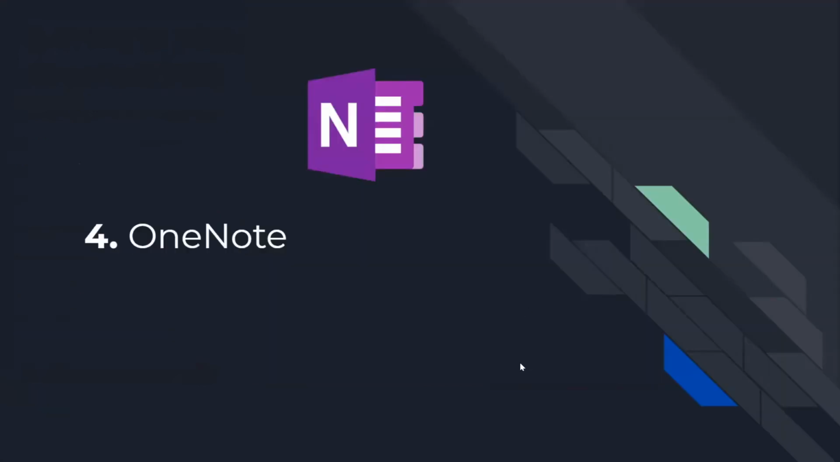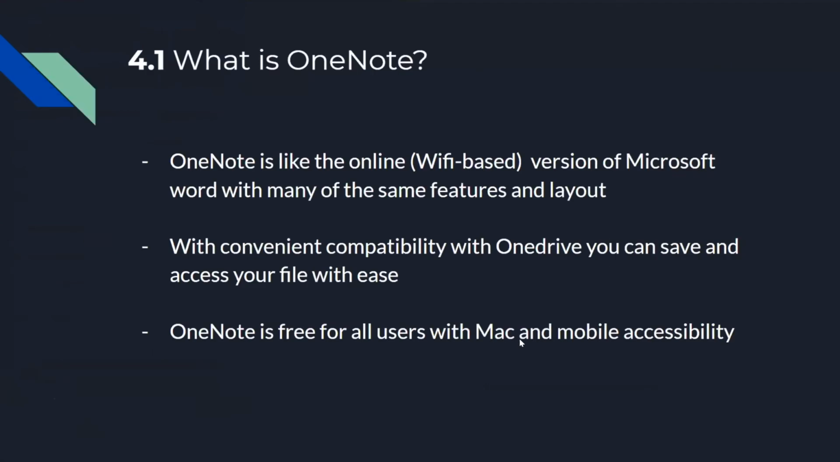So then for OneNote, it's basically a Wi-Fi based version of Microsoft Word. It allows you to use it with the internet. It can be used on your browser even. You don't have to download an app. You can use it on Google, and it's very easy to use because it's just simply typing it in. It works with OneDrive, so it's like Google Drive.